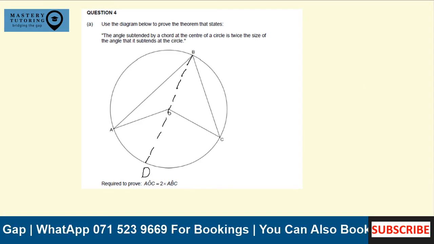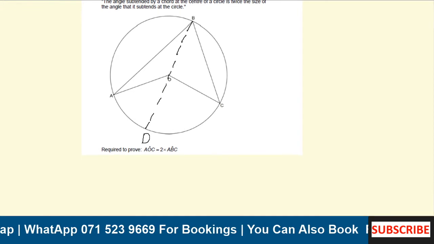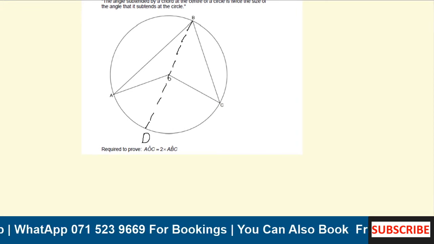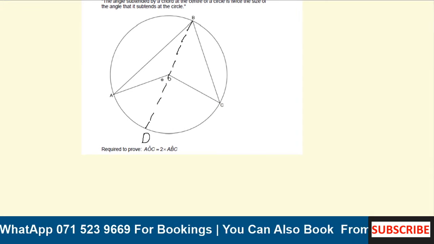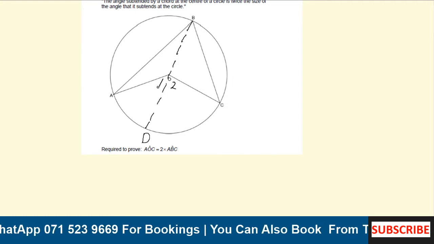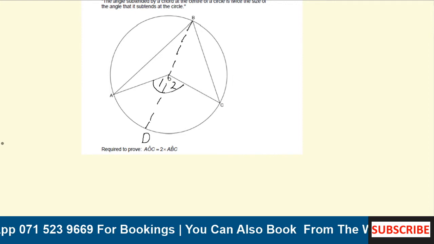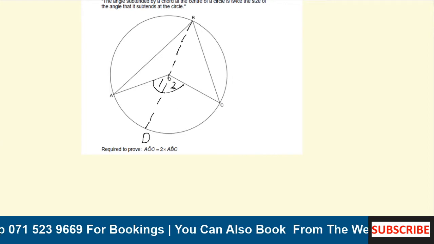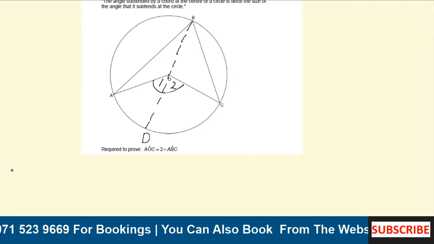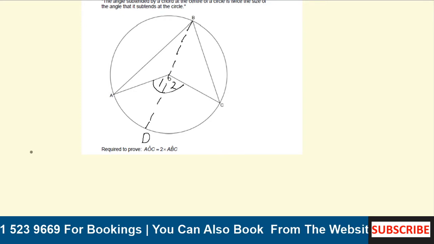Now, before we start with the proof, I almost forgot. Let us name this one 1 and this one 2. So we have O1 and O2. The angle AOD is divided into 2 parts, right? Now we start with our proof.